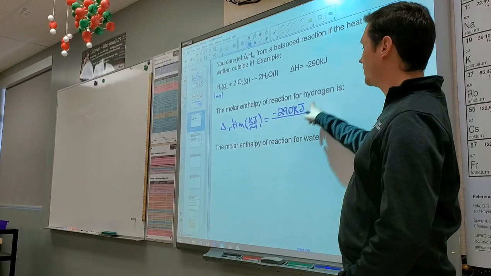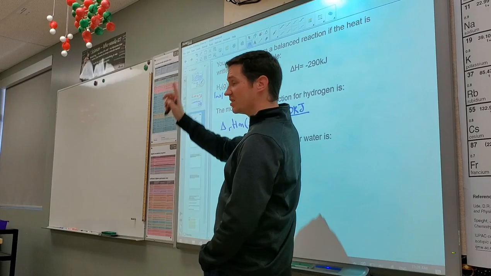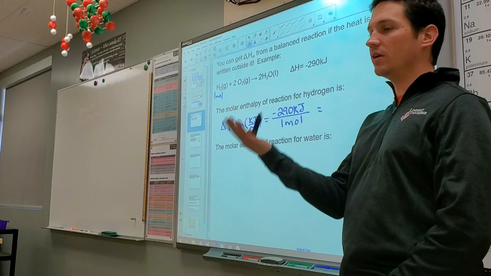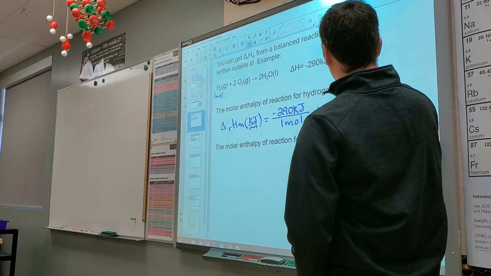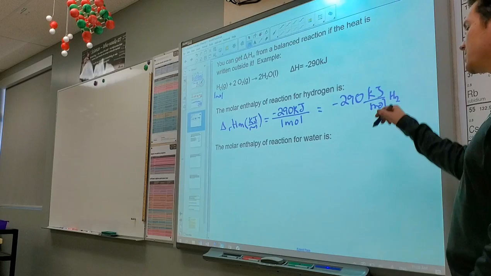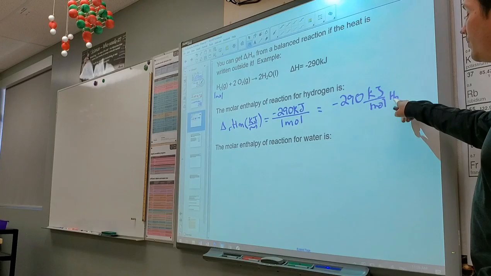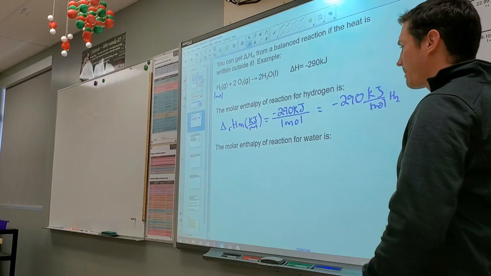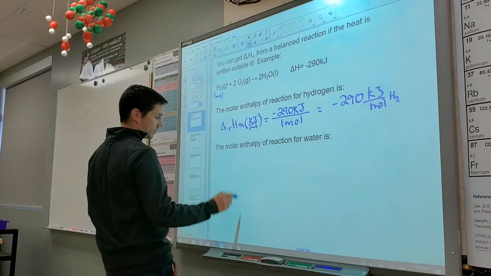Do you see anything to do with kilojoules in here? Yes. Negative 290 kilojoules. Do you have anything to do with moles of hydrogen in this reaction? Yes. It says 1 mole. The coefficient is 1. So over 1 mole. This is trivial, you shouldn't need your calculator. But what is the answer going to be? 290 kilojoules per mole of hydrogen. You don't have to specify hydrogen, but I'm specifying hydrogen so you understand. Every mole of hydrogen that reacts is going to release 290 kilojoules.